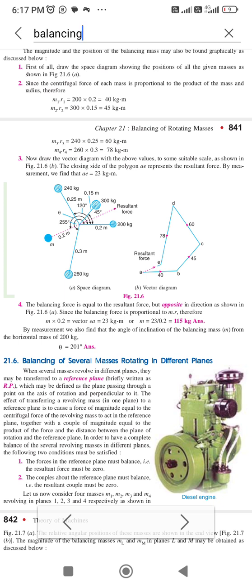Then the angle is to be measured. The angle is 21 point something, plus 180 degree. So finally we get 201 degree.